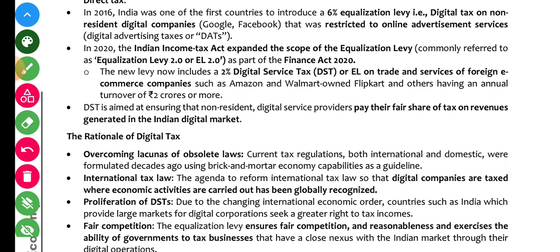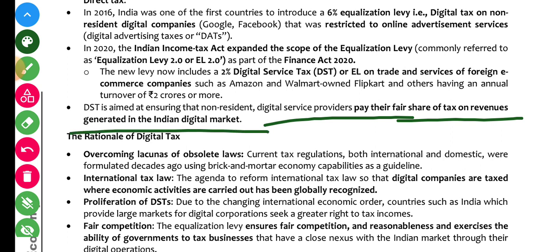Digital service tax is aimed at ensuring that non-resident digital service providers pay their fair share of tax on revenue generated in the Indian digital market.